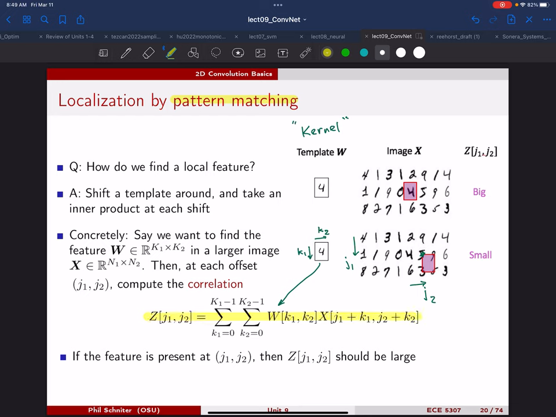Okay, great. Another question? Is the kernel used to express the template? The kernel is the template, exactly. The kernel, the template, W, those are all the same thing. Yeah, that's exactly what the kernel is doing. Okay, great questions. Anything else? All right.